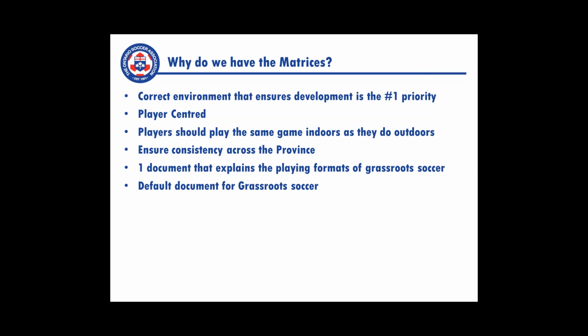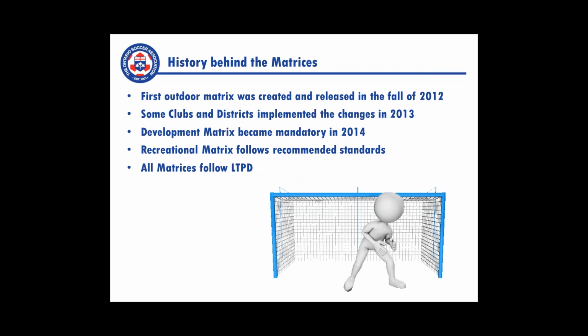The matrix is the default document for grassroots soccer in Ontario. So you will find in the OSA rules that the grassroots soccer matrices, development and recreational, are quoted. So if you have a contradiction in rules, then we refer to the matrix as the default document and the correct document to follow. It eliminates pages and pages of rules, as I've explained. It's never nice or easy for people to find rules at times, and we think the one-page document can help with that.